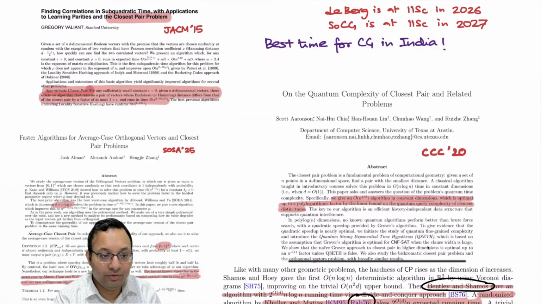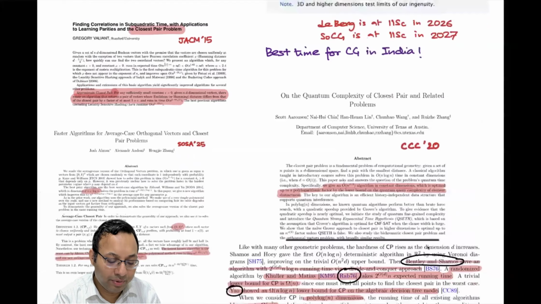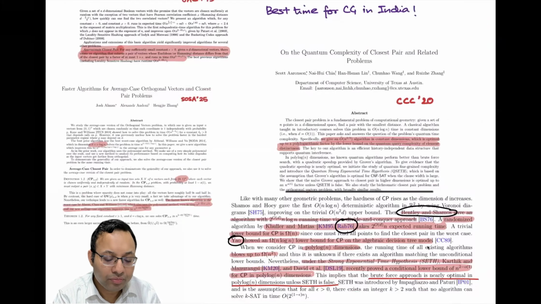Then, instead of 2 dimensions, if you go to higher dimension, let's say log n dimension, if there are n points, what is the best you can get? And there are so many variants. There is a SOSA paper in 25, a JACM paper in 15, a lot of references there. If you're interested, just Google search this paper and check out the status. Even in quantum algorithms, there is a paper by Scott Aaronson last year.